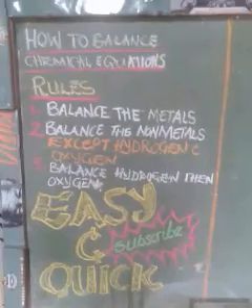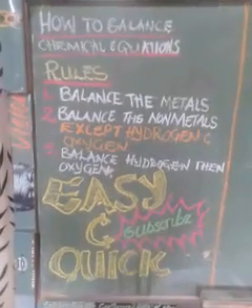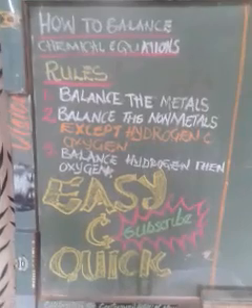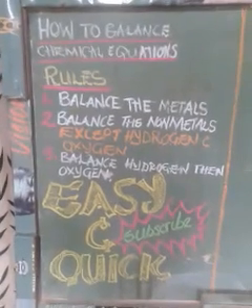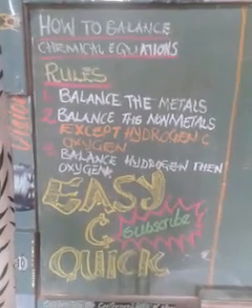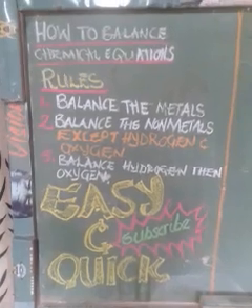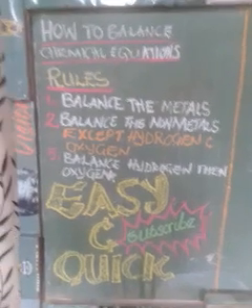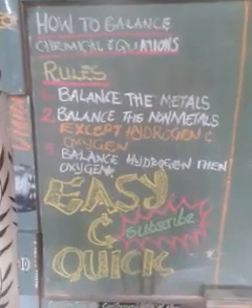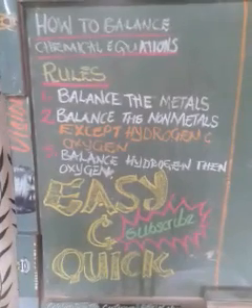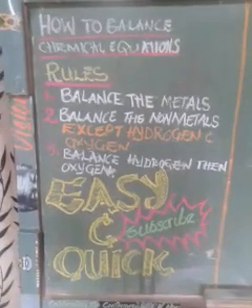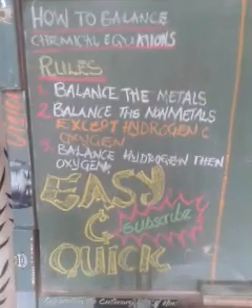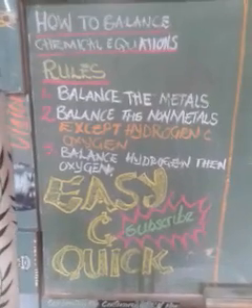I welcome you on how to balance the chemical equations. Here are the rules that you have to follow. The first rule, balance the metals. The second rule, balance the nonmetals except hydrogen and oxygen. And the last rule, it says balance hydrogen then oxygen. This is one of the easiest and quickest ways on how to balance the chemical equation.